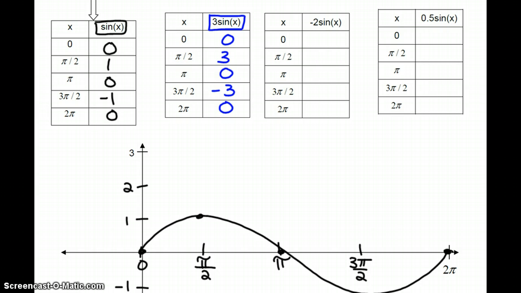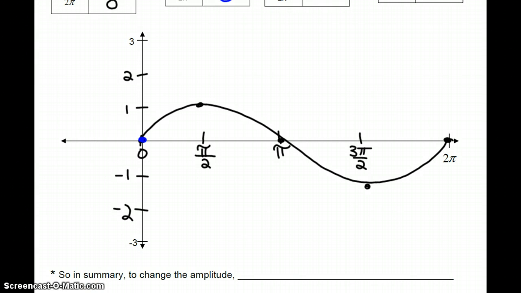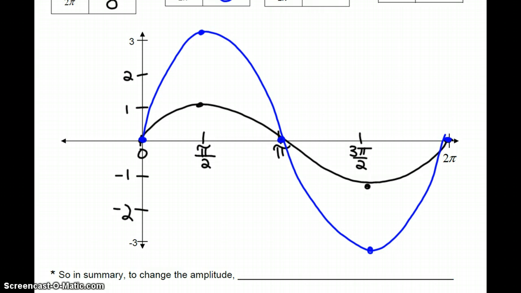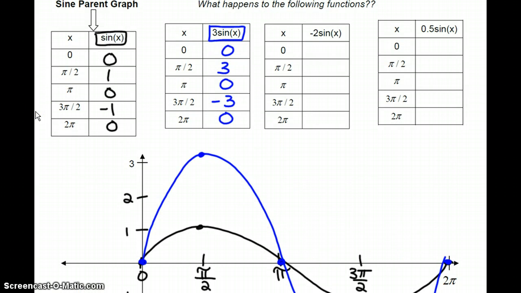Now go ahead and graph this function, 3 sine of x. So I'm still starting at 0, 0, except this time at pi over 2, I'm not at 1. I'm all the way up at the top at 3 here. Pi, I'm back down to 0. 3 pi over 2, I'm down at a negative 3. 2 pi, I'm back at 0. So those x-intercepts have not changed. Connect, and notice what has happened when I put in a positive 3. That graph has grown vertically. It has stretched out. It is much taller. It's much skinnier. And that amplitude has now changed to a 3. Let's see what happens in our next graph.